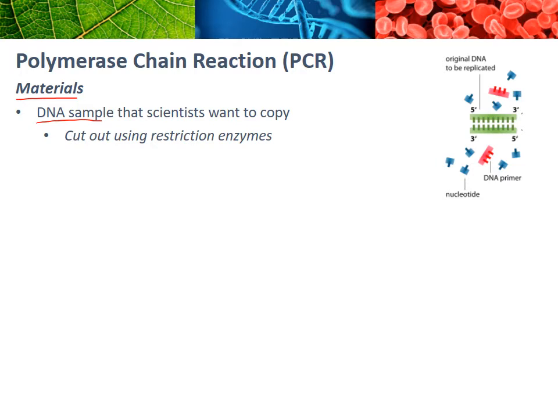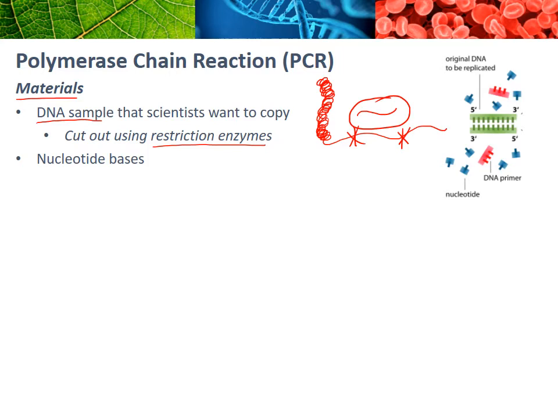That DNA, if you think back to the last lesson, is often cut out of a big section of DNA using restriction enzymes. So let's say we want to test for a genetic disease, and we've got a chromosome that contains thousands of genes, and this is the actual gene that we want to test. We could use restriction enzymes to cut this gene out, and then we're going to make lots and lots of copies of that particular one.